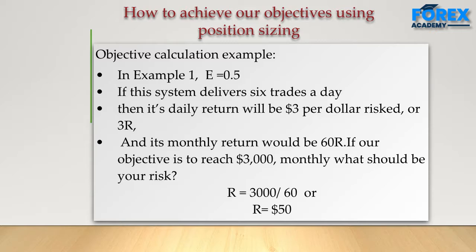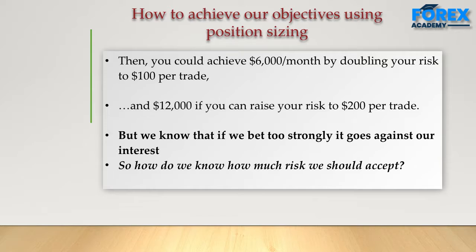If your objective is to reach $3,000 monthly, what should be your risk? Your risk, R, equals $3,000 divided by 60, or $50. Now you know, for instance, that you could achieve $6,000 monthly by doubling your risk to $100 per trade, and $12,000 monthly if you can raise your risk per trade to $200. You have converted a system into a powerful money-making machine, but with a risk-controlled attitude.